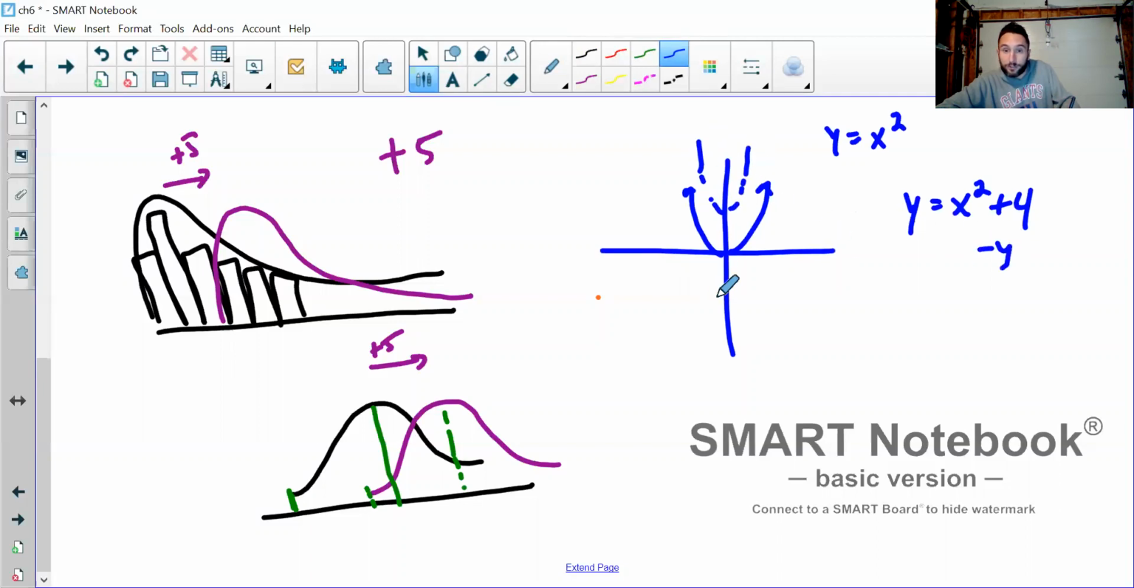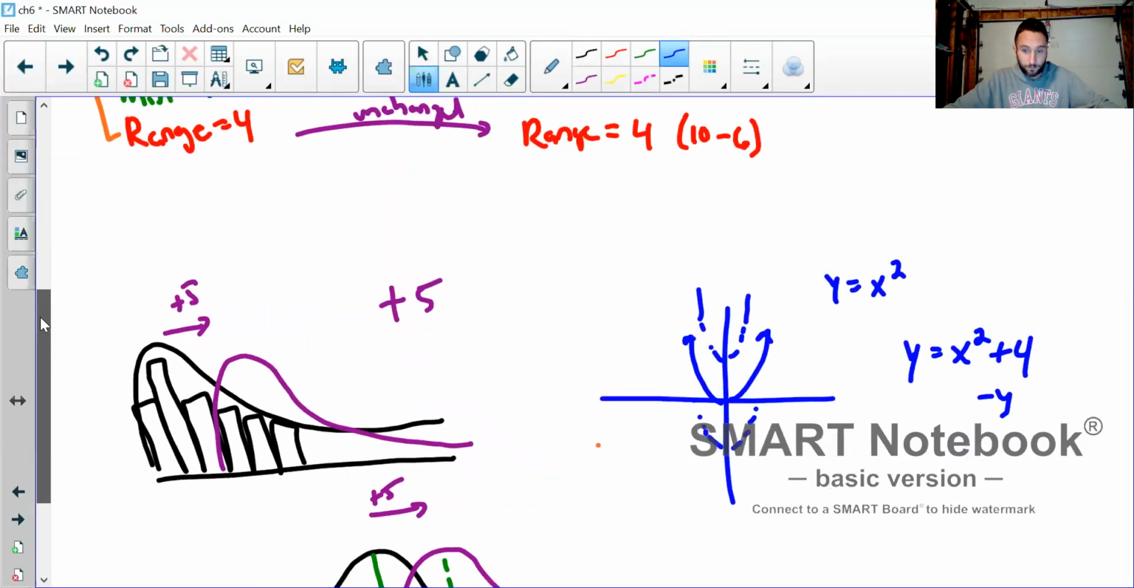Or of course, if I did -4, it's going to shift it down 4. So it's changing the position, like the vertex, that measure of position, but it's not changing the spread. It's not changing the width of the parabola. So we can fall back on that algebraic understanding that we have and use it in this context to think about how we're shifting a graph.